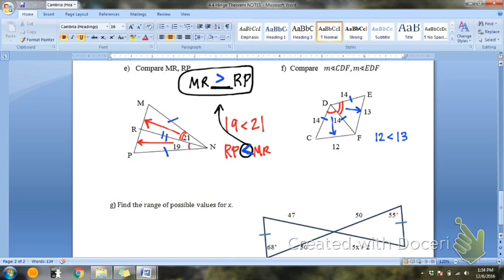So which angle is across from 12? Don't just say D. How do you name this angle? C, D, F. Let's write the measure of the angle as well. The measure of angle CDF is less than the measure of angle EDF. And that's the way they gave me in the question. They said CDF first and then EDF, which is actually how it turned out. So this is our final answer. The measure of angle CDF is less than the measure of angle EDF.